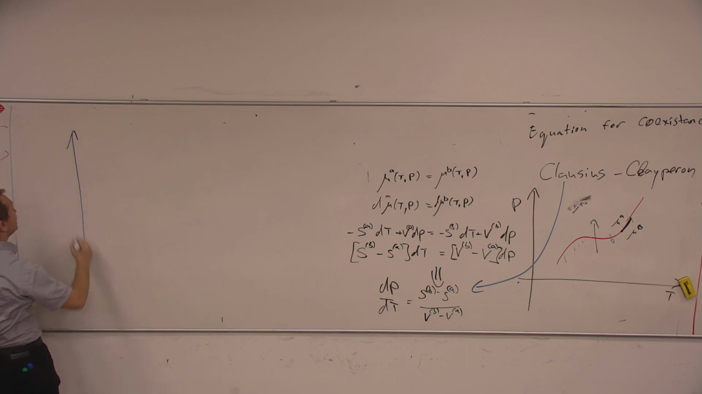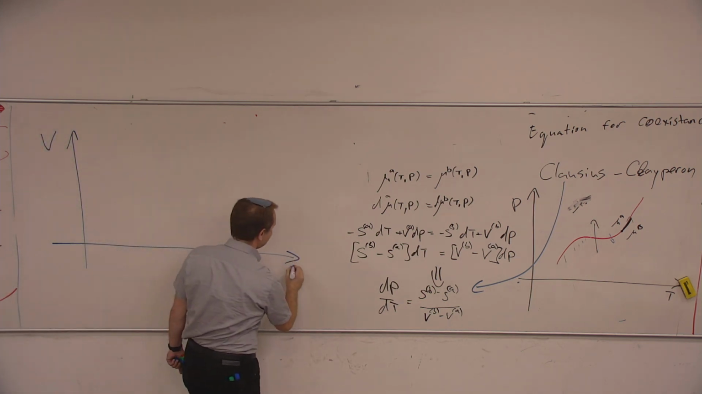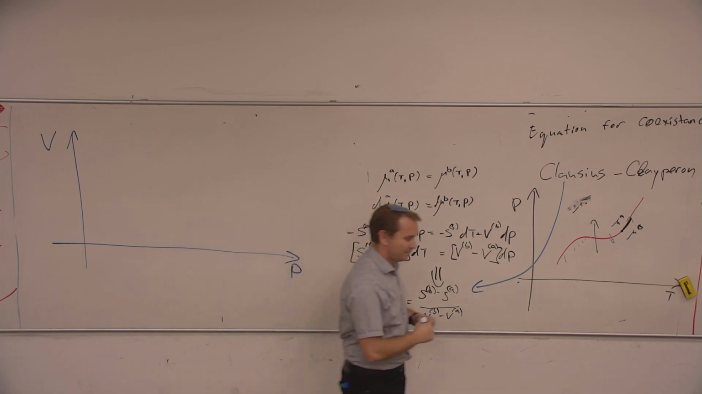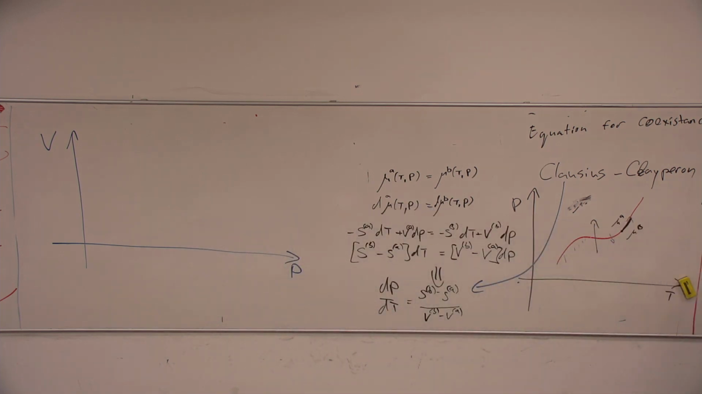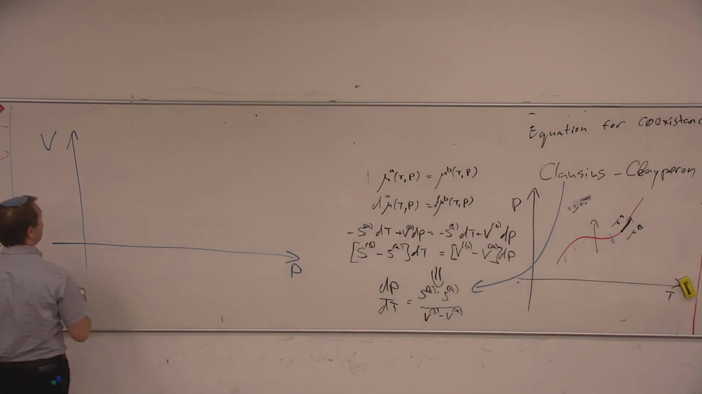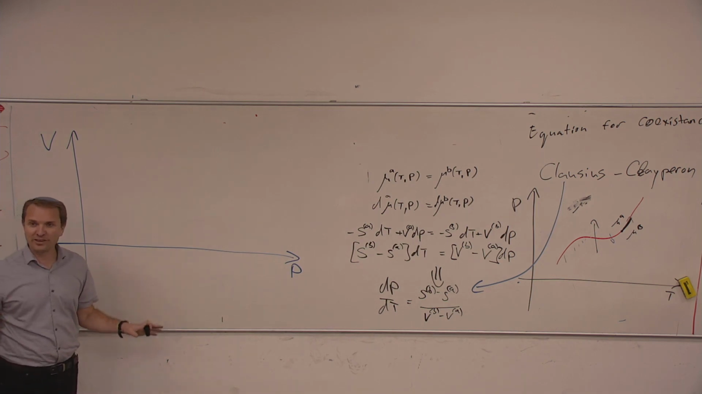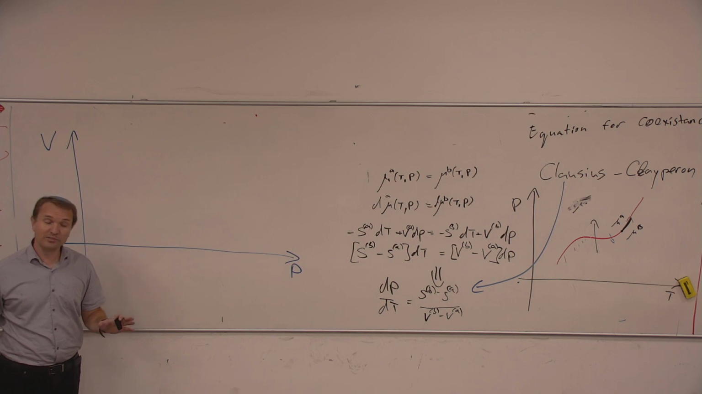So if we plot volume as a function of pressure, what do I expect? How will this function behave, generally? How will V depend on P?